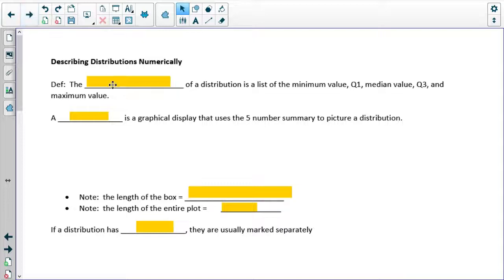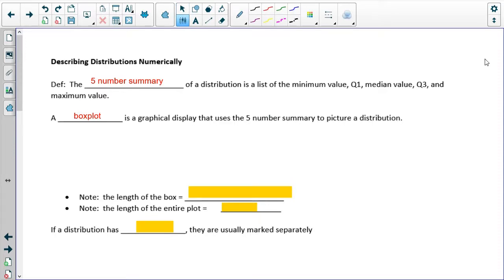The 5-number summary of a distribution is the list of the min, Q1, median, Q3, and max. And a box plot does all of those things. So if we know the 5-number summary, for example, on that last problem that we did, the minimum value was 12.